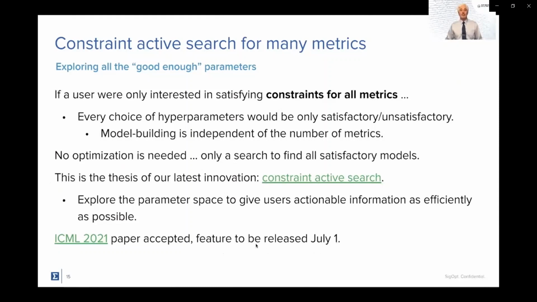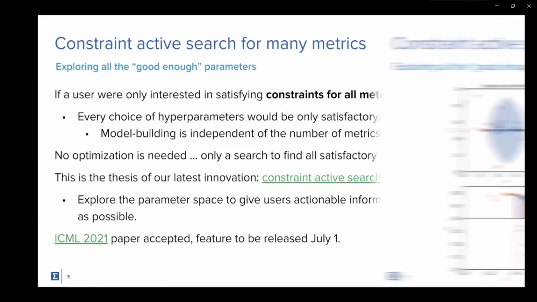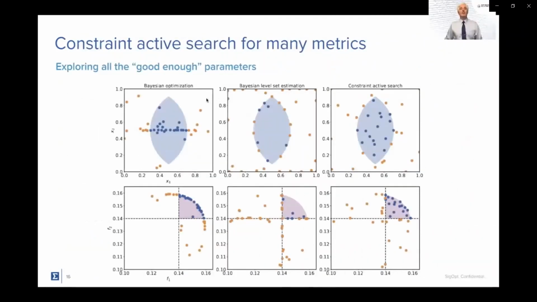The goal of Constraint Active Search is to explore the parameter space to give users actionable information as efficiently as possible. We provide here a visualization which shows the difference between different possible strategies, in particular starting with multi-objective Bayesian optimization. When the user imposes these constraints on the problem, it allows us to zone in on just this portion of the Pareto Frontier, ignoring this portion here and this portion there. In metric space, this is simply a wedge. And in parameter space, it's this shaded blue region.